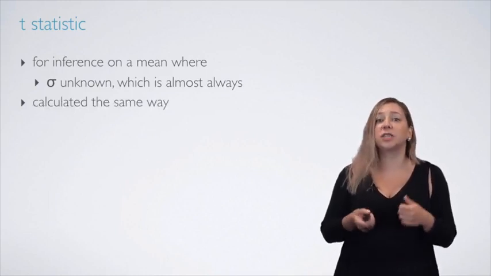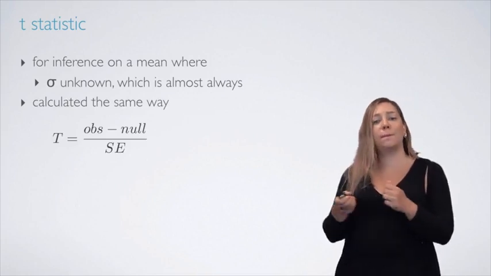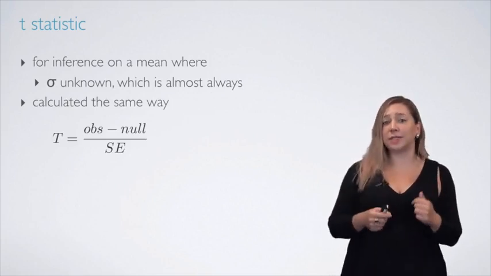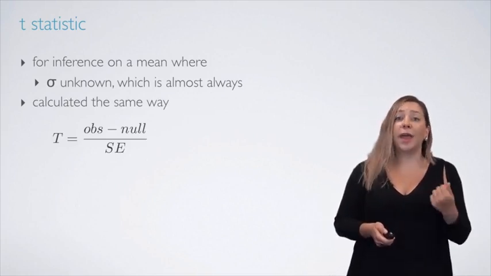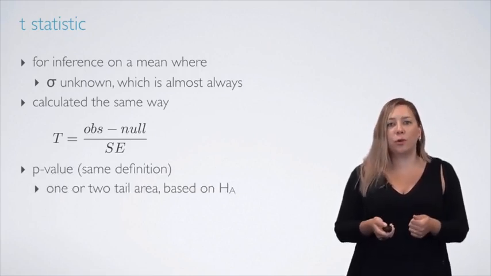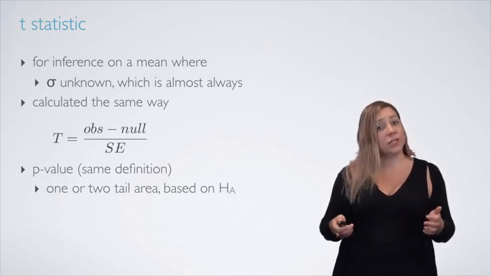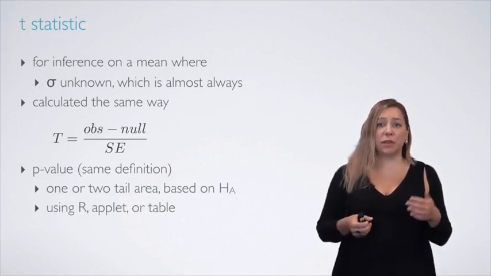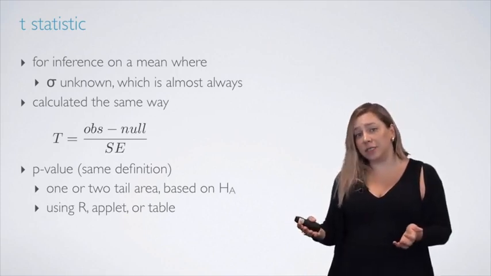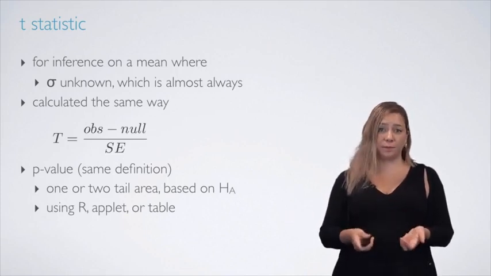Calculate the t-statistic just like you would calculate a z-statistic: the sample mean minus the null value divided by the standard error of the sample mean. And find the p-value as the probability of observed or more extreme outcome given that the null hypothesis is true, just like before, except using the t-distribution instead of the z-distribution, using R, the distribution calculator app, or a table.